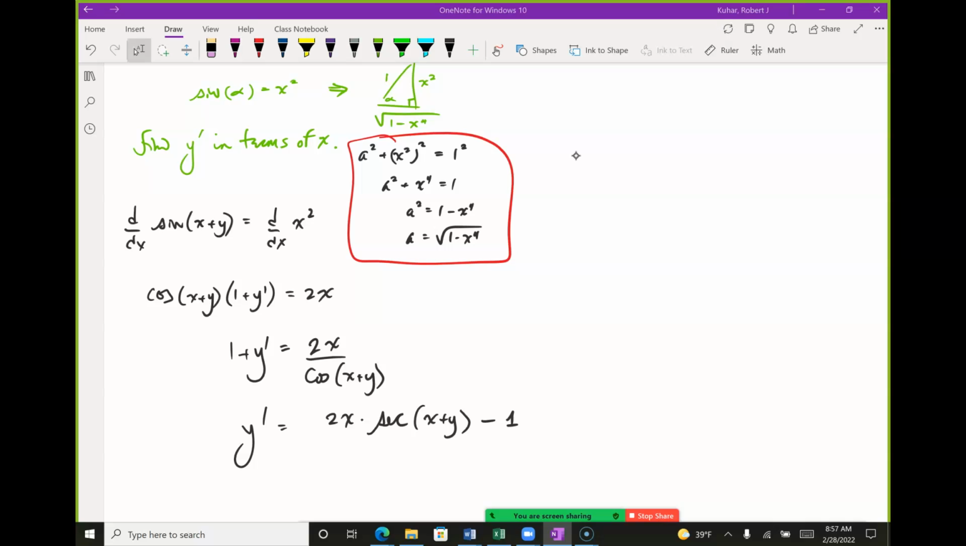Can we just plug in the adjacent over opposite? Yep, anytime you want, absolutely. Exactly. So y prime is 2x times 1 over the square root of 1 minus x squared, minus 1.